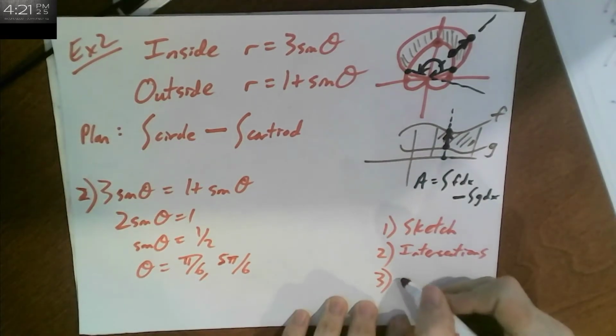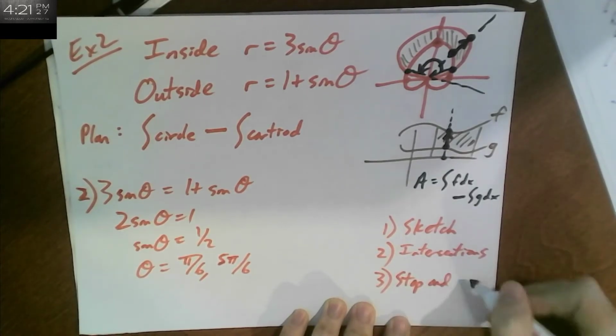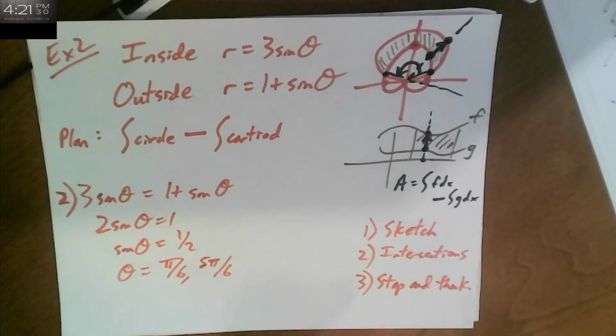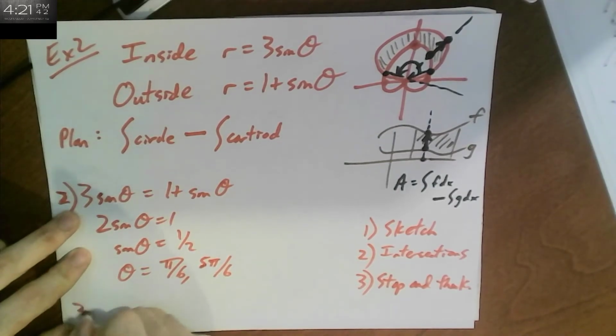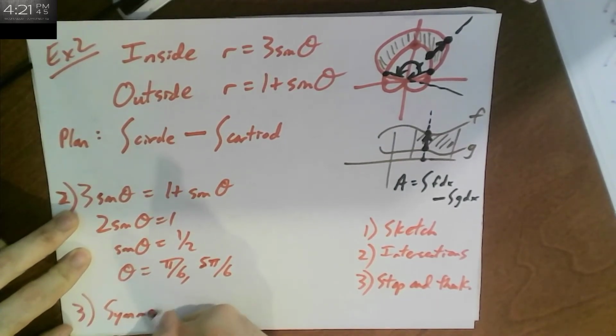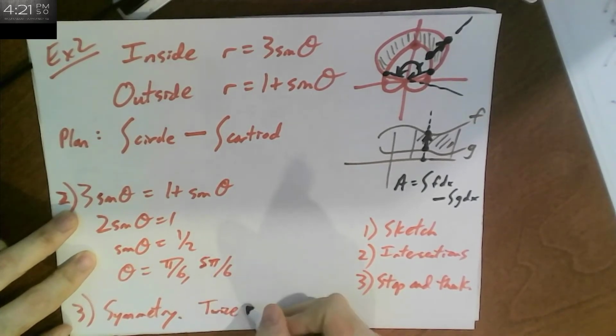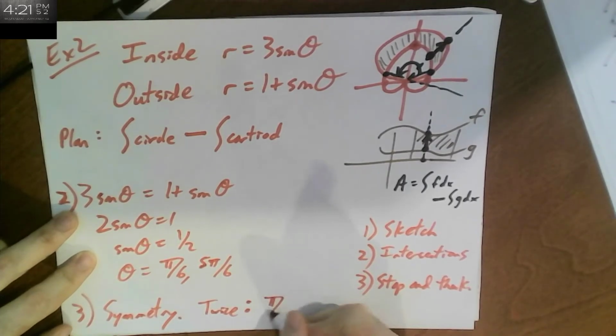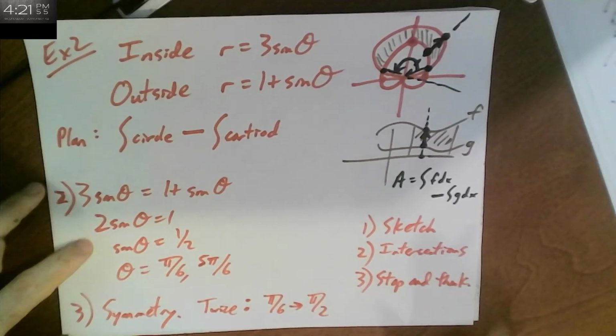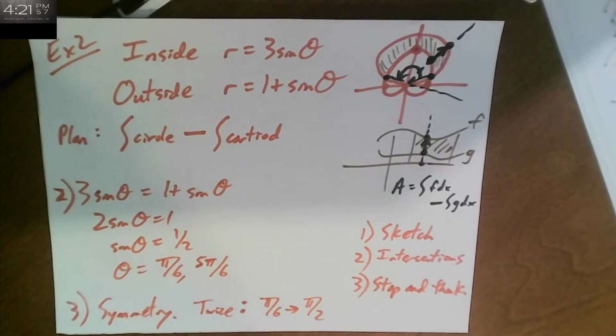Not quite yet. Step 3 is stop and think. Hey, look at the shape. There's something very important to notice about the shape. What do you notice about that brown area we care about? Inside the circle, but outside the cardioid. Yes, good job. Symmetry. So let's not go all the way across. Let's do twice the area from pi over 6 until pi over 2, instead of going all the way across. Anytime you can use symmetry, use symmetry.